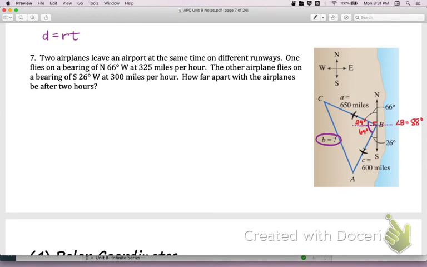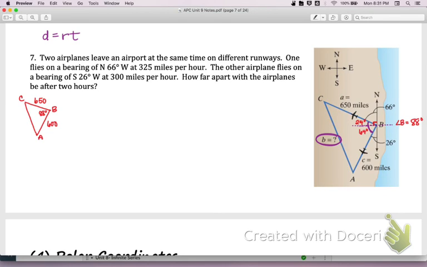So if we come over here and make ourselves kind of a small sketch that's a little less cluttered, that's what I like to do. So we have 88 degrees, we have 600 miles, and we have 650 miles. And this is, let's see, C, B, A.